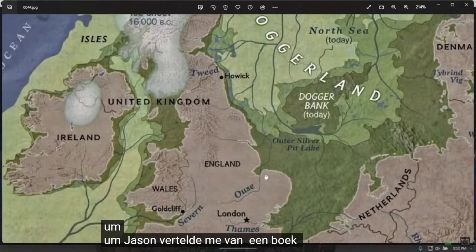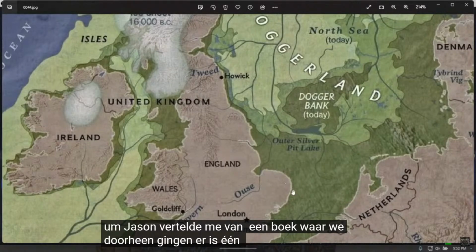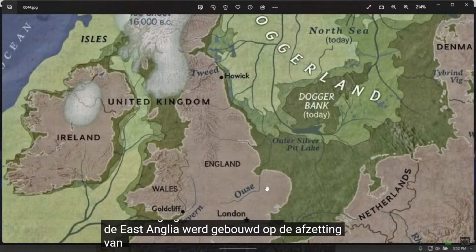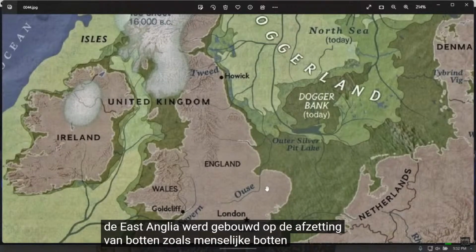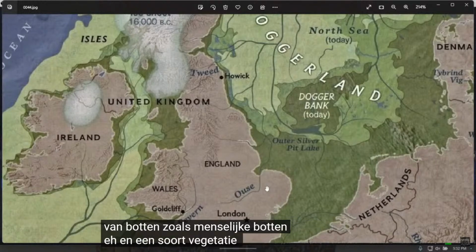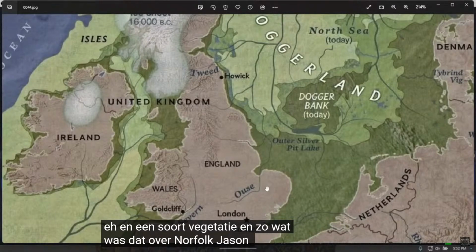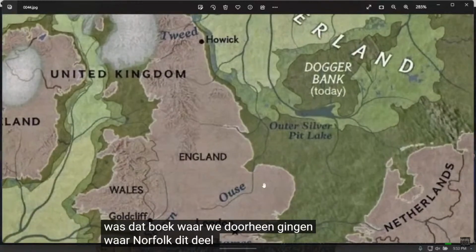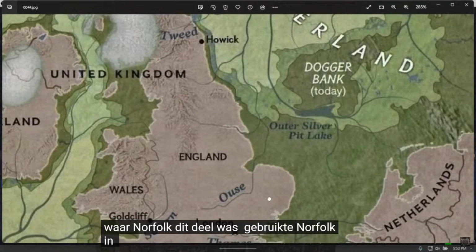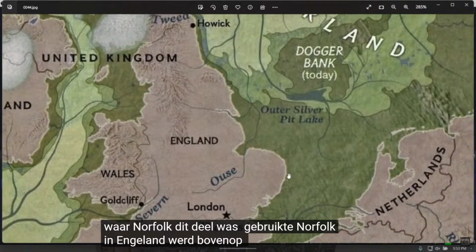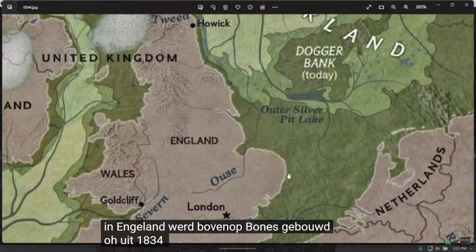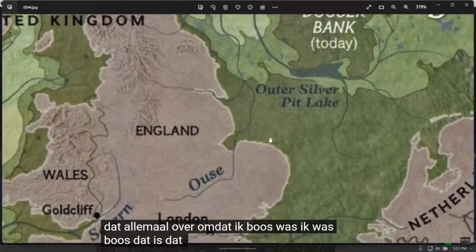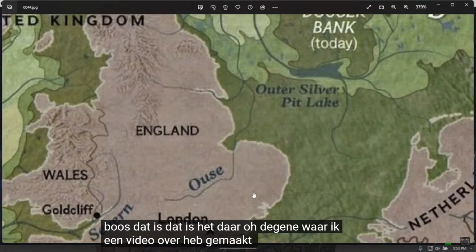Jason was telling me from a book we were going through, there's one narrative that East Anglia was built on a deposit of bones, like human bones, and vegetation and stuff. What was that about Norfolk, Jason? What was that book we were going through, where Norfolk, this part here in England, was built on top of bones? Oh, from 1834. Yeah. What was that all about? Oh, the one I did a video on. Yeah, I showed all the paragraphs.